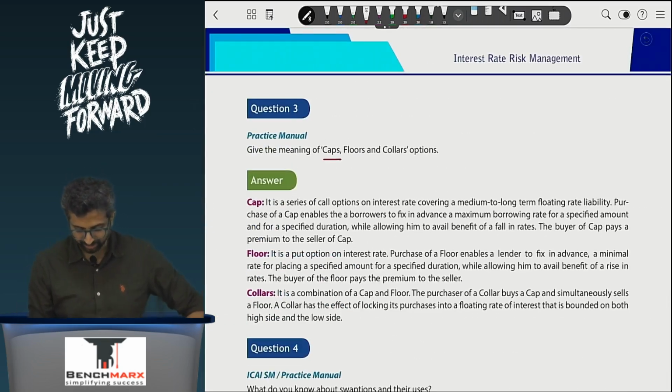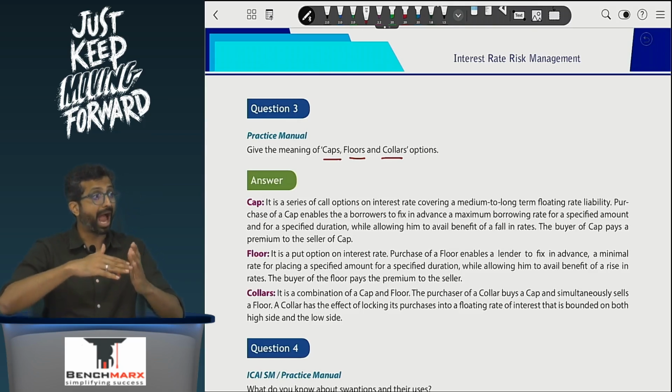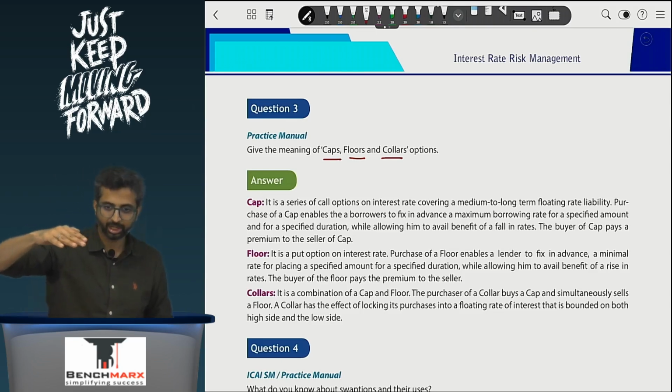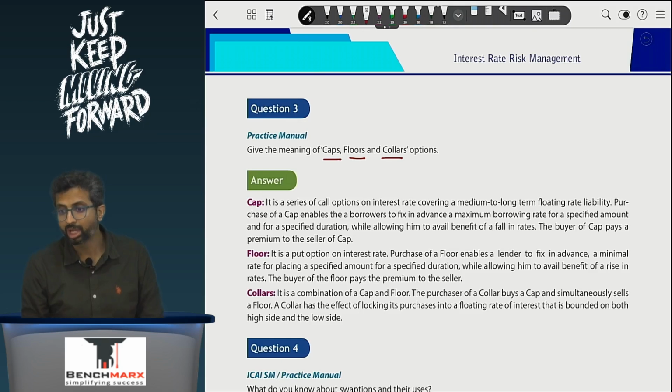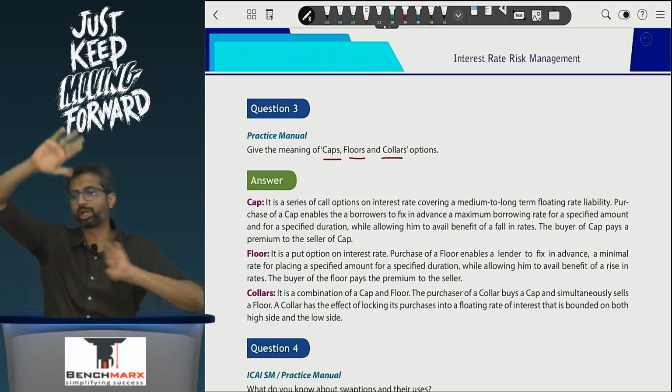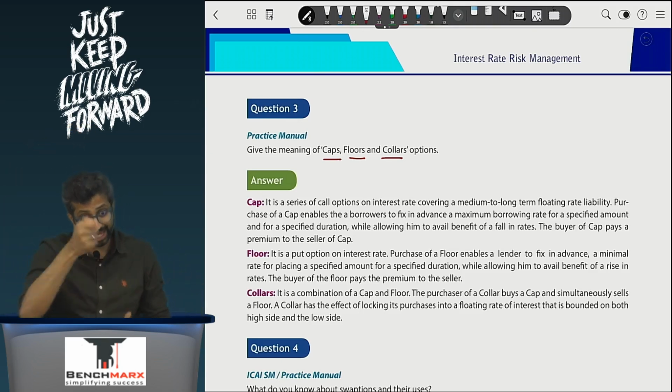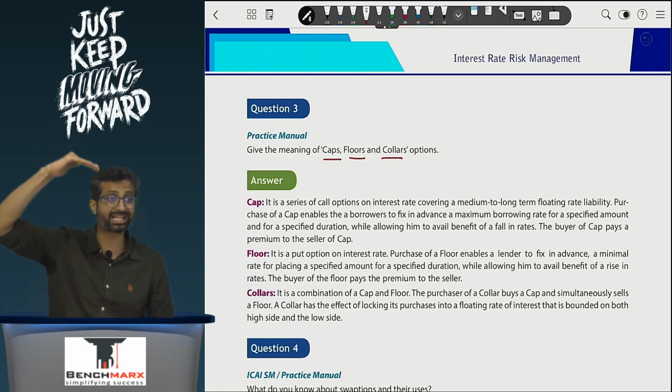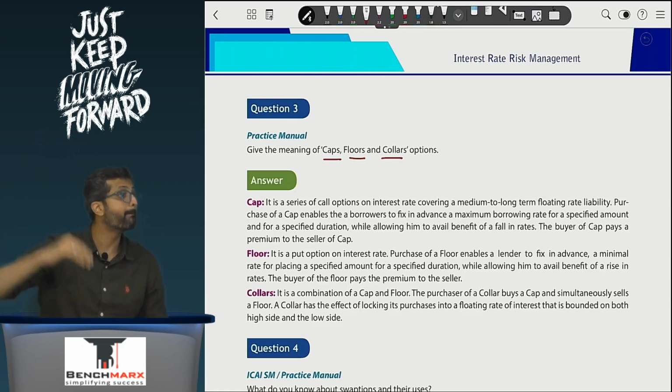There are three terms: caps, floors and collars. A cap is an option to borrow at a maximum of a particular interest rate. Let's say I have taken a floating rate loan. In a floating rate loan the rate can be anything. But if I buy a cap, as the name goes, it is a maximum. It will not go above 12%, that is a cap. If I have lent money, I will look at a floating rate. The rate can keep falling, but I will say in no case will it go below 4%. That is the floor. Cap is the maximum limit on your interest rate, floor is the minimum interest rate.